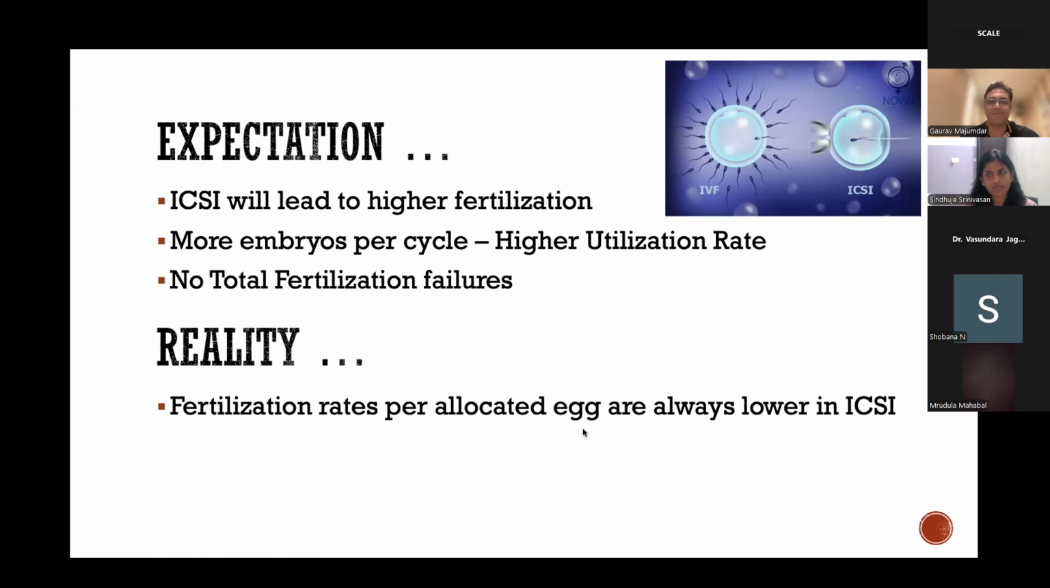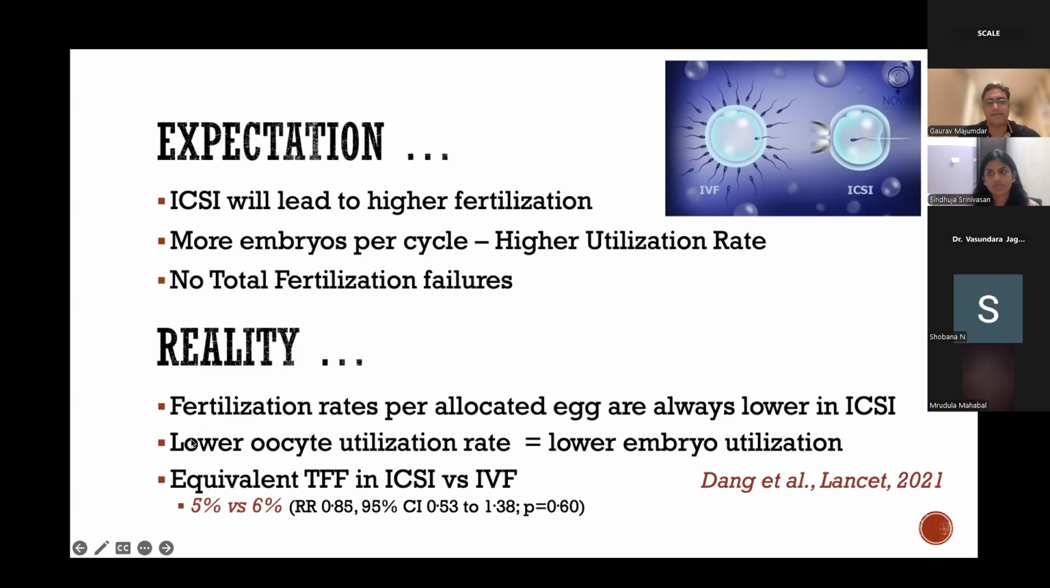The reality is that the fertilization rate per allocated egg is always lower with ICSI, right? Because out of 10 eggs, you will always lose 2 or 3 eggs before you even start. Then you are always struggling, catching up, because of those mature eggs, 70% will fertilize, and so on and so forth. You'll end up with a lower number of embryos, and like I said, a lower oocyte utilization rate, which means that fewer eggs were eventually utilized or were eligible to undergo fertilization. Fewer eggs were utilized than what were retrieved, which will lead to a lower embryo utilization.